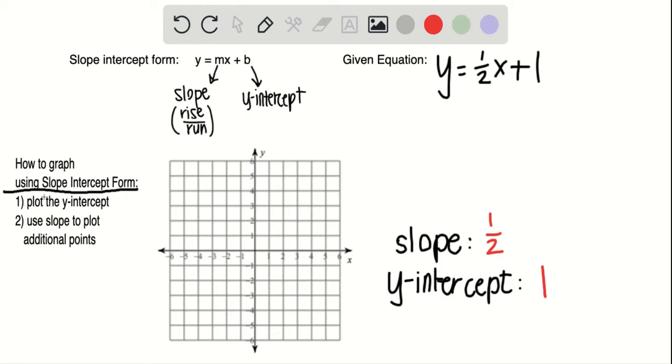Using slope-intercept form, we're always going to plot the y-intercept first. So that is going to be a positive 1 on the y-axis. So I'm going to plot it right here. And then step 2 says use slope to plot additional points.